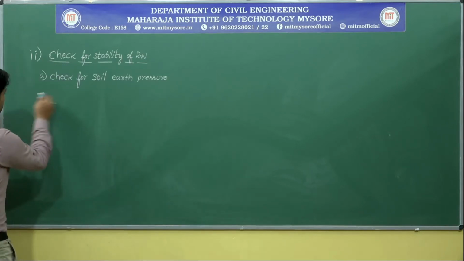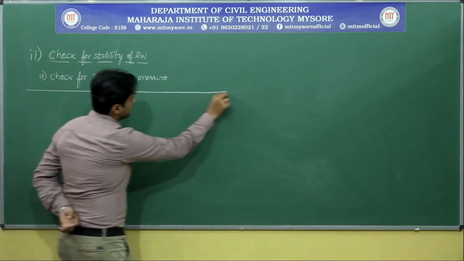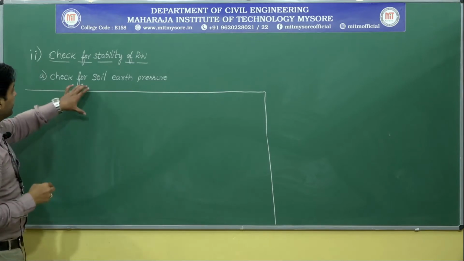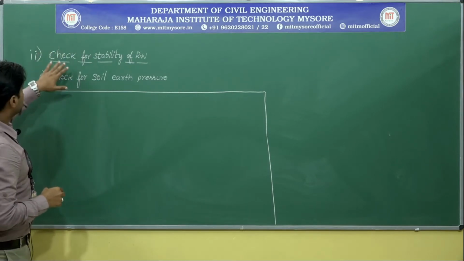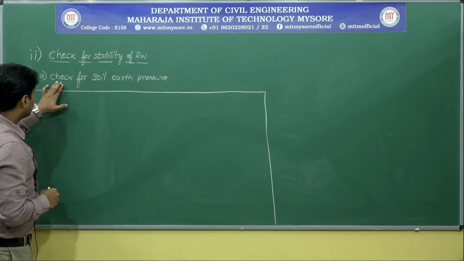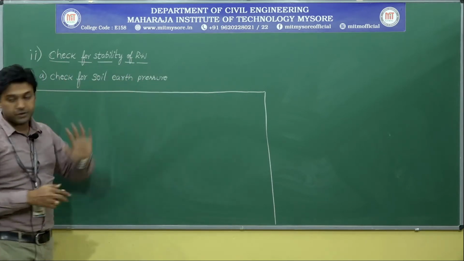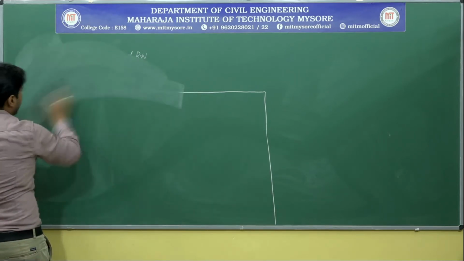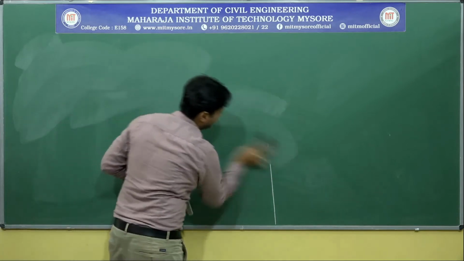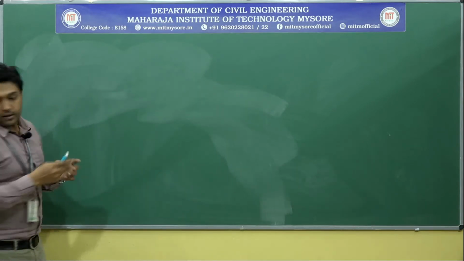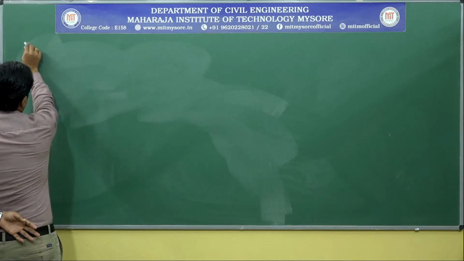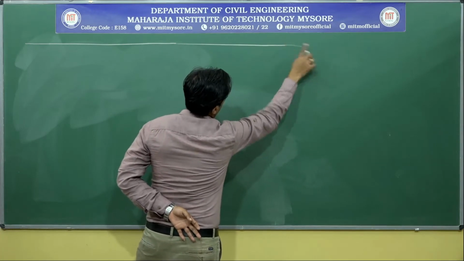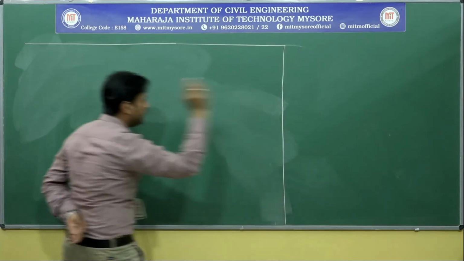Be careful, the tabular column is very important. Let me rub this. The heading is: check for the stability of the retaining wall, and under that, the first one, check for soil earth pressure. Remember that heading, because I want more space to write the tabular column. That's why I will be rubbing this. Now let me go with the tabular column. I need some space for the drawing also, so let me leave that space.